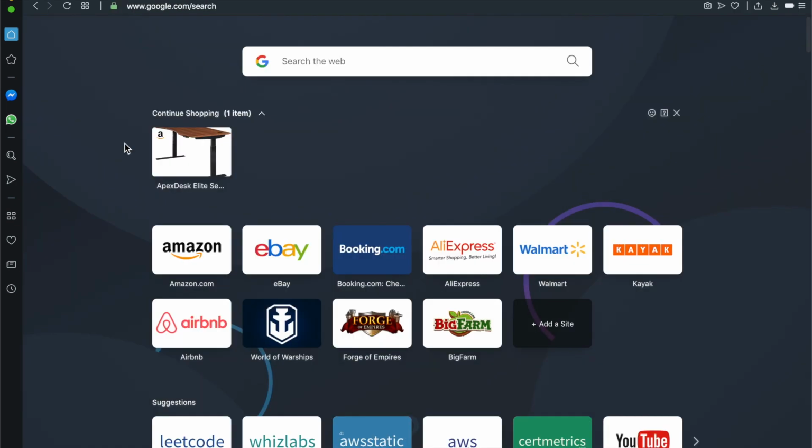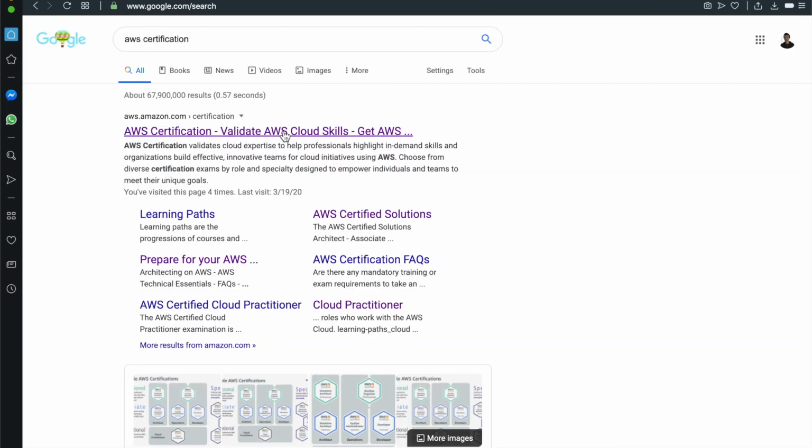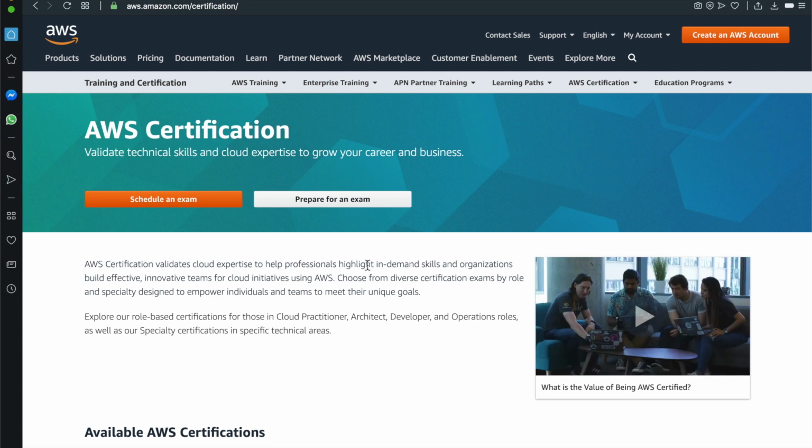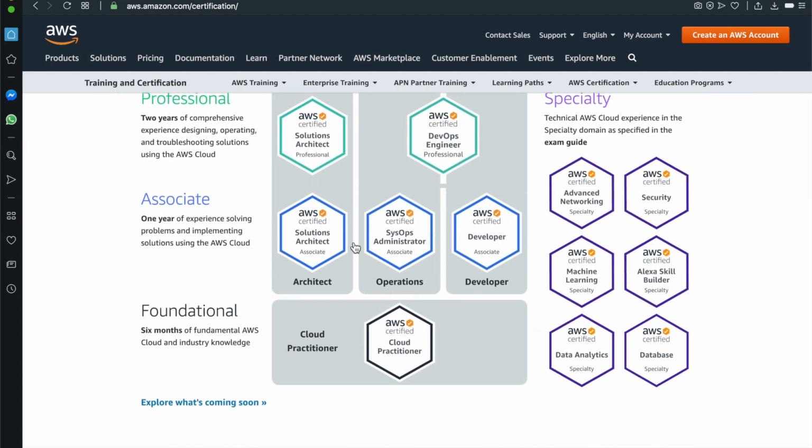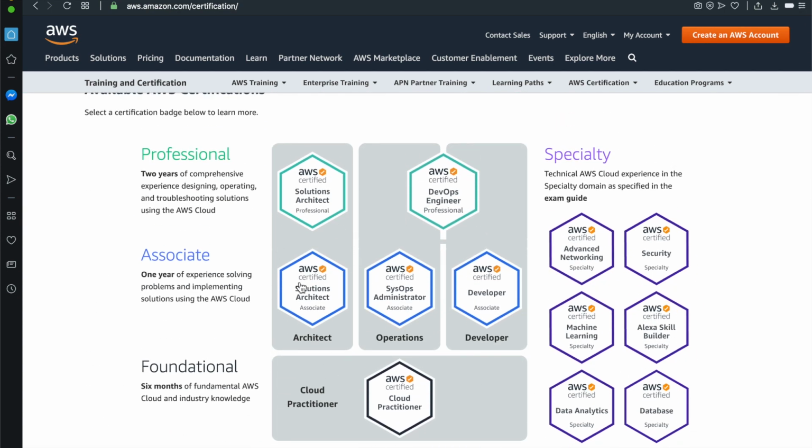Again, I showed this picture last time. This is the entire graph of all the different certificate exams that you can take with AWS. Last time I talked about this one. This is the first exam that I took, which is the very foundational one, Cloud Practitioner. After that, I took this one. This is the one that we're going to talk about today, the Certified Solutions Architect Associate level.